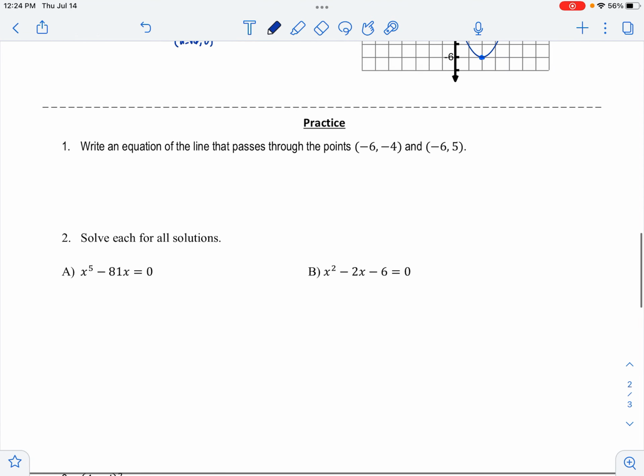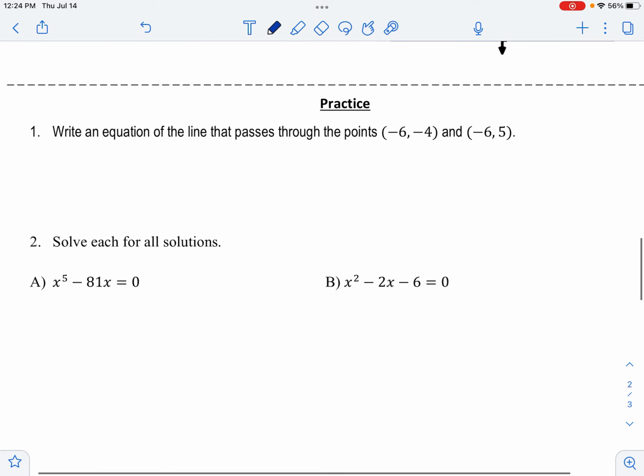Okay, last part of this is practice. So if you want to pause the video and try these on your own, this is a good self-check to say, have I been taking good notes? Do I know how to do these problems now that we've seen them a few times? All right, so here is me going through them really quickly.